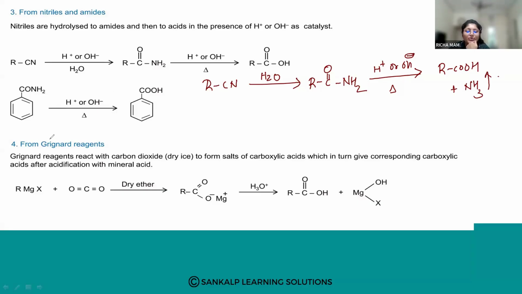One more reaction: benzamide. Benzamide reacted with any acid or base and heated gives you carboxylic acid. So here the step starts directly from the amide. They are not converted into nitriles; they have directly taken the amide, benzamide.